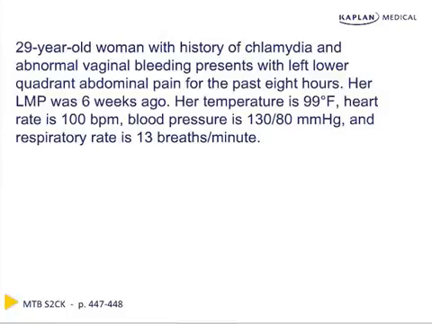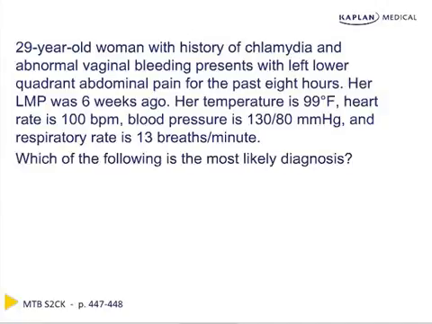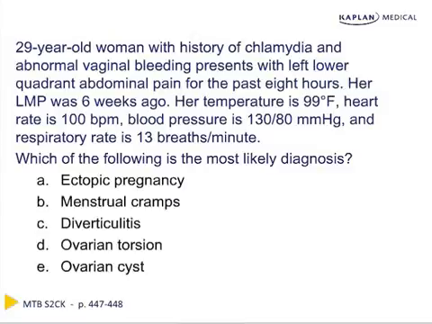A 29-year-old woman with a history of chlamydia and abnormal vaginal bleeding presents with left lower quadrant abdominal pain for the last 8 hours. Her last menstrual period was 6 weeks ago. Her vital signs are given to us, and they appear to be stable. Which of the following is the most likely diagnosis? Ectopic pregnancy, menstrual cramps, diverticulitis, ovarian torsion, or ovarian cyst?